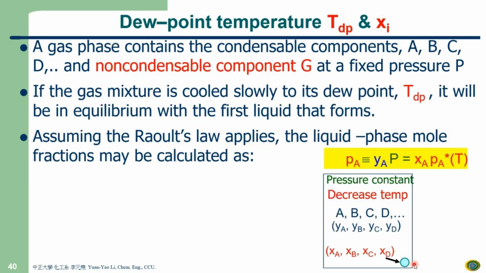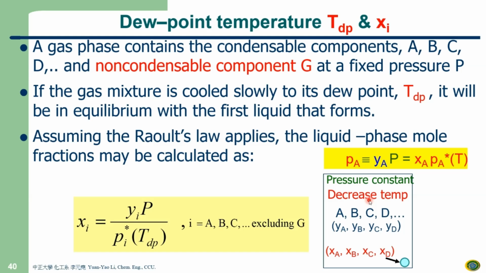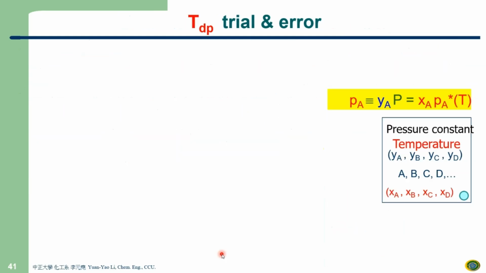So assume Raoult's law is applied. The liquid phase mole fractions may be calculated as this. In order to get the dew point temperature and pressure, this is the equation you need to remember. What is this equation? Professor, what is this equation? Raoult's law. Raoult's law, right? So how do you do that?